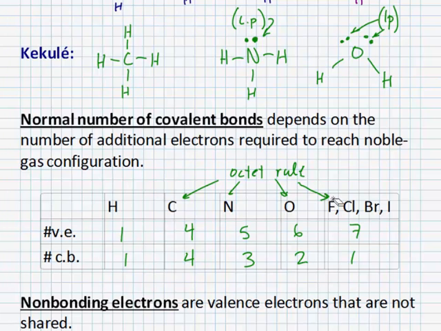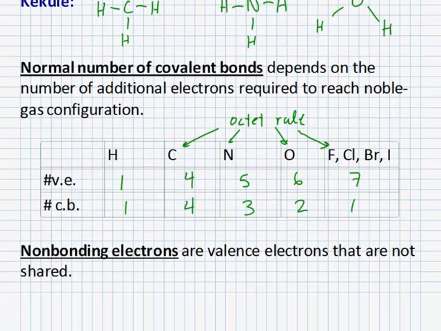Fluorine will always make 1 bond, chlorine, bromine, and iodine can actually make more. So this is just a starting point. Those non-bonding electrons are the valence electrons that are not shared. I'm going to typically call them lone pairs. So get used to that kind of terminology, but your book may at times call them non-bonding electrons.